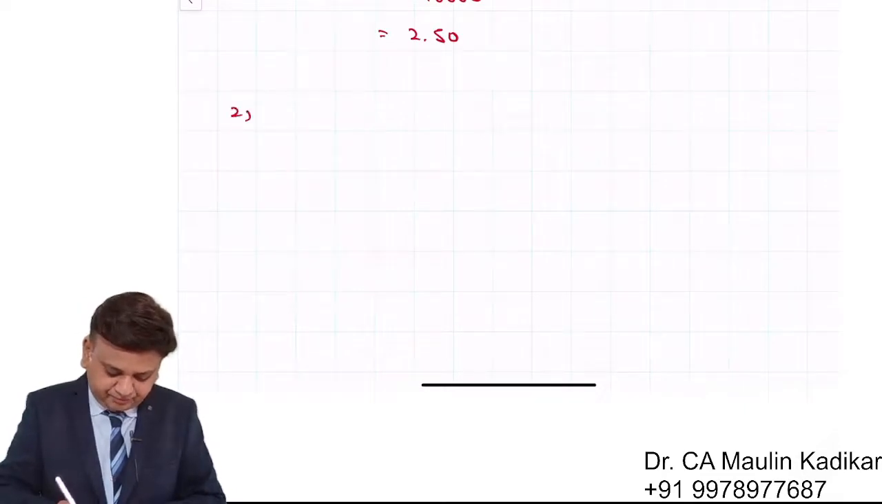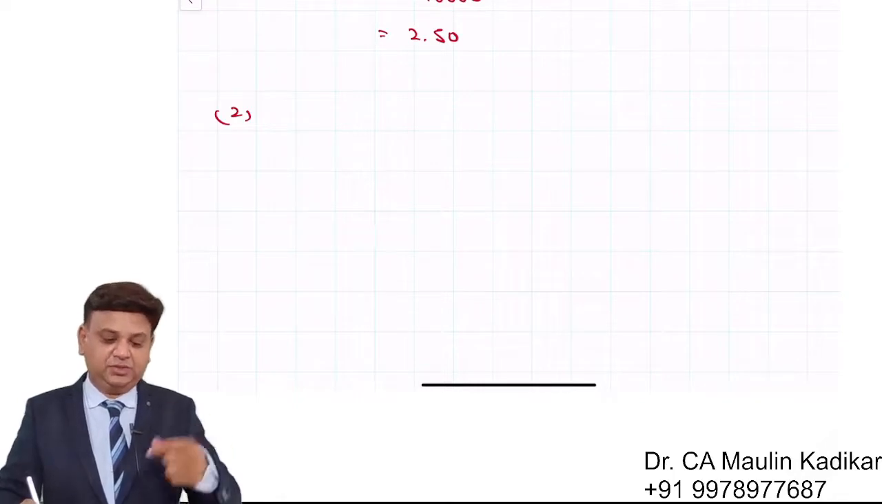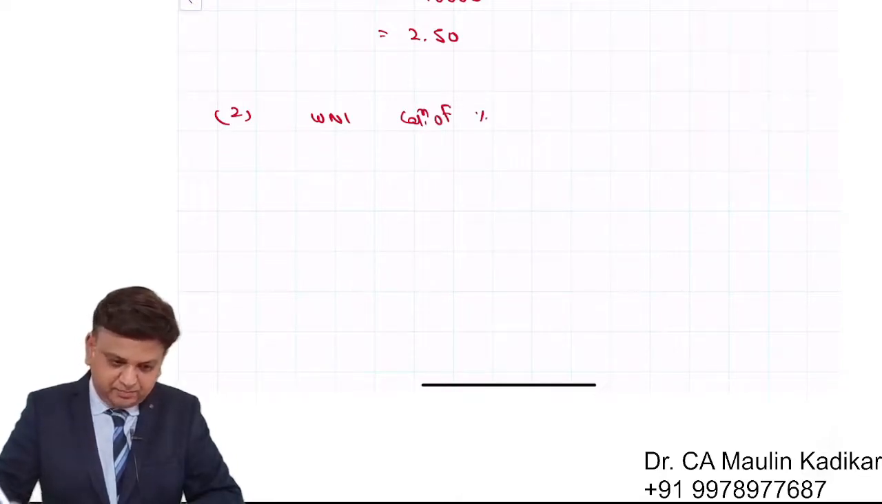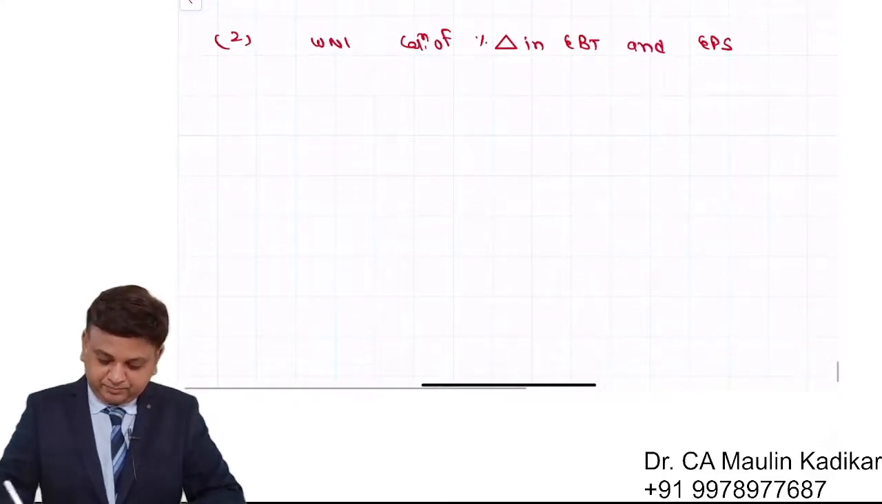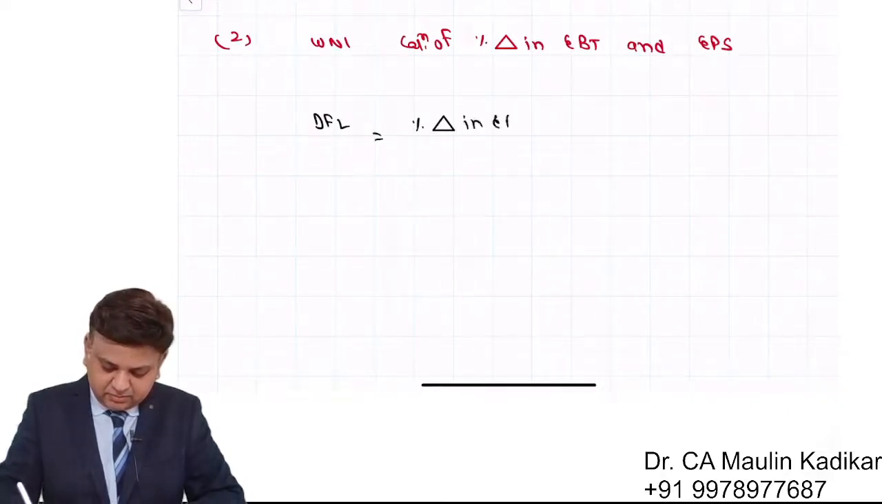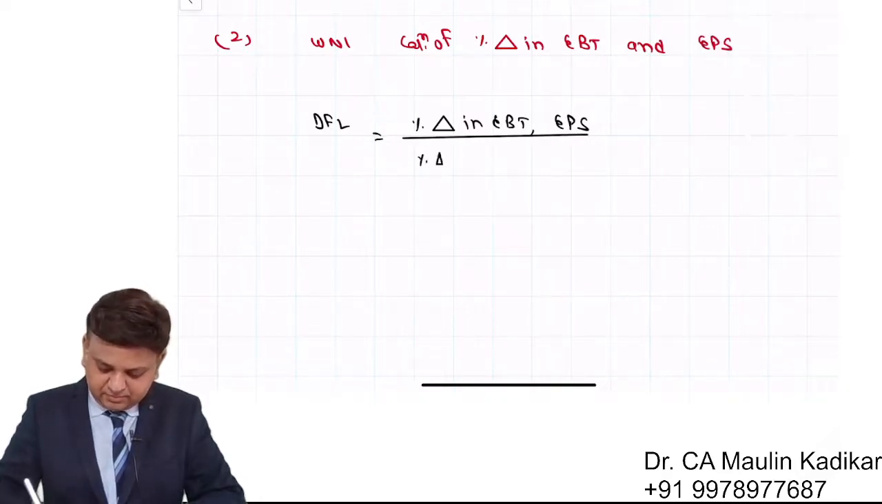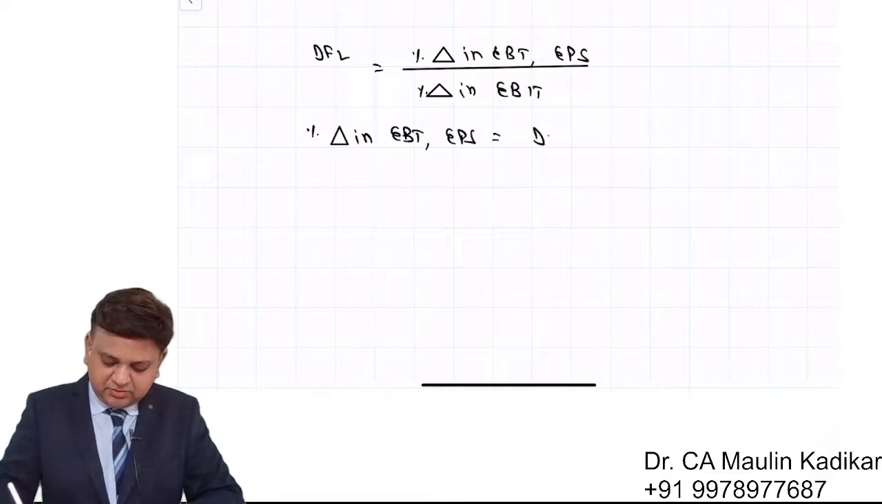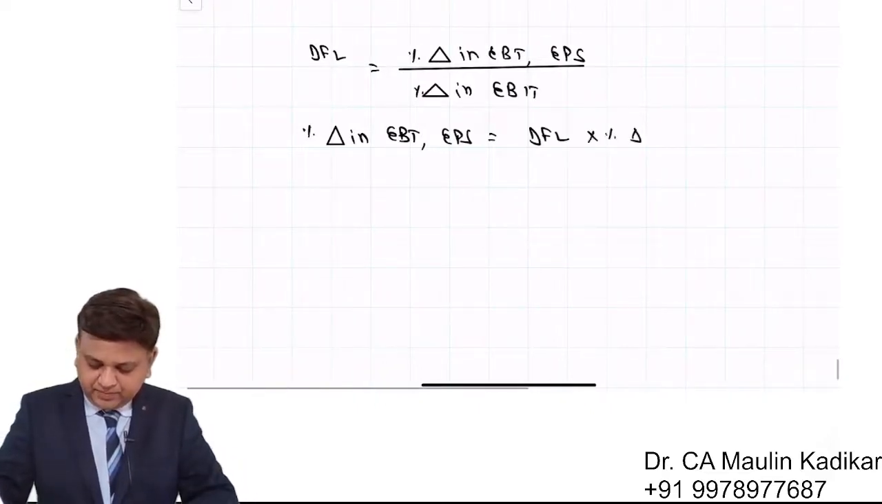Answer for the second question. If operating profit increases by 10%, calculate the revised EBT and EPS. So for the second question answer, we have to prepare working note number 1. Calculation of percentage change in EBT and EPS. Degree of financial leverage is percentage change in EBT, EPS for every 1% change in EBIT. So percentage change in EBT, EPS is equal to DFL into percentage change in EBIT.